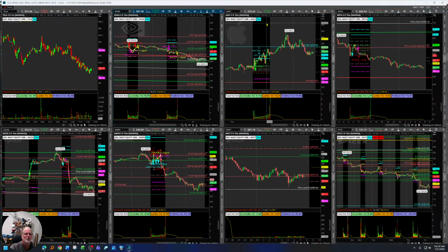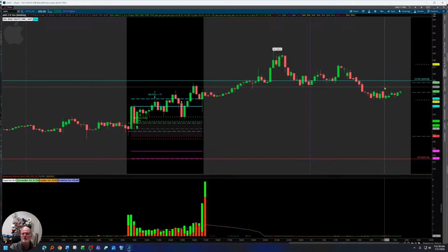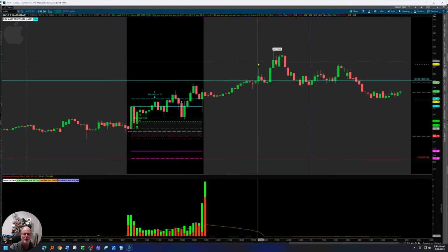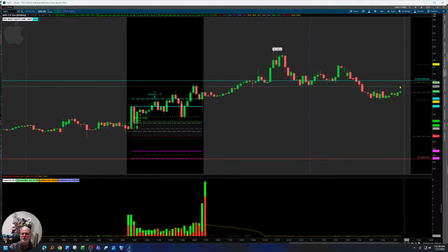Let's get over to Apple. Apple hit that 127% extension number at 134.98. It almost did that yesterday during the regular hours. Popped up there in the close yesterday, and we are below it right now. So that's a level for me. It's a rough for me. If we are not above that, I'm not looking for longs.